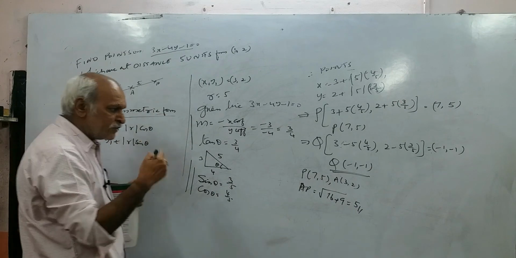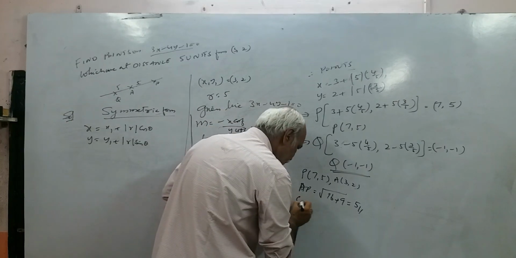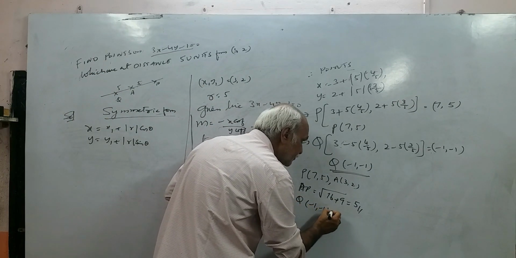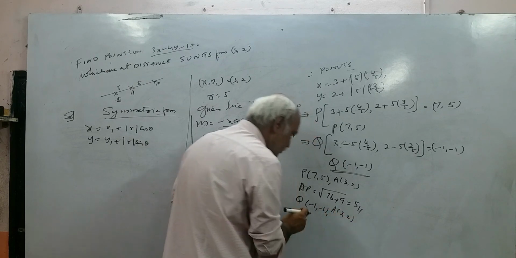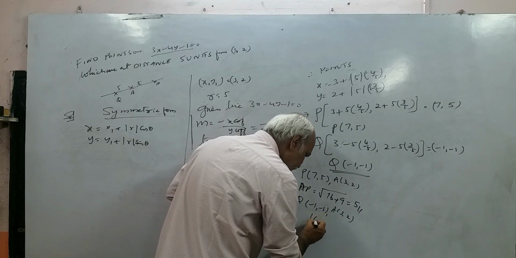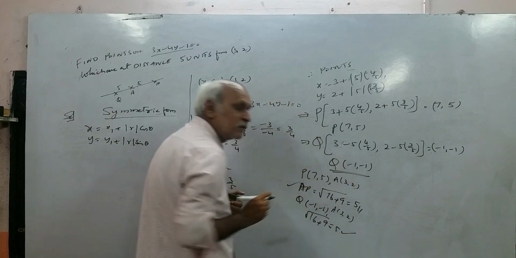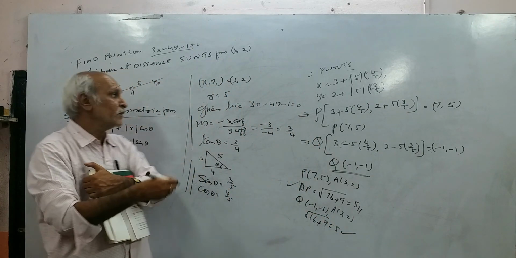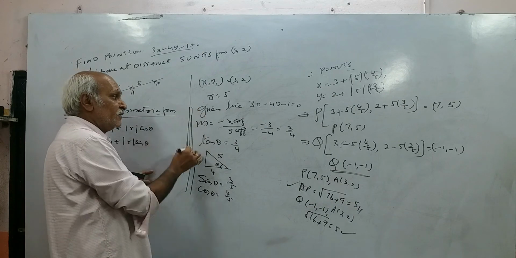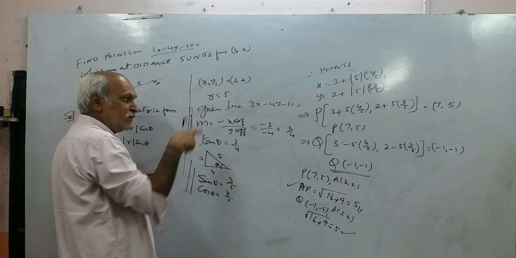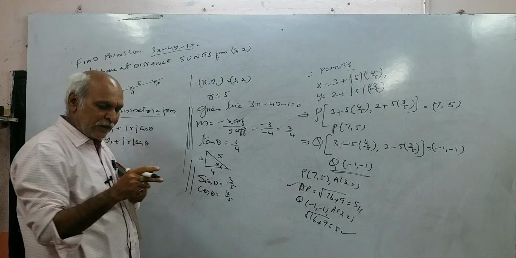We got 5. Similarly, AQ. What is the Q point? (minus 1, minus 1). A point is (3, 2). So 3 plus 1 is 4, 16, again 9. So again how much do we get? 5. This is the meaning of this problem. Here what is important? The line equation is given, so you have to use this. Okay, we'll continue next class.